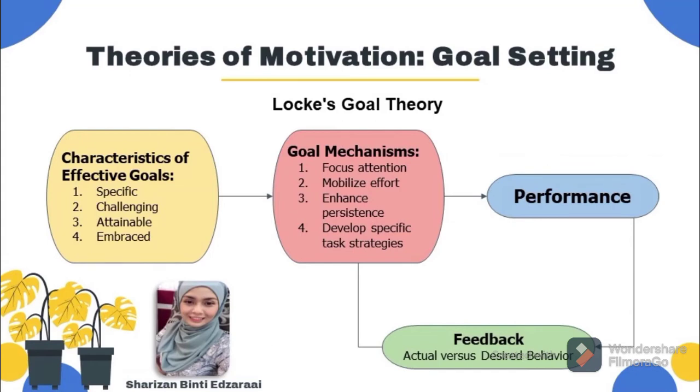Then we have the performance by both characteristic and mechanism. Goal setting theory suggests that specific and challenging but attainable goals can and often do increase motivation, because such goals lead to increased focus, effort and persistence, as well as the development of specific task strategy to accomplish the goal. Then feedback. Actual versus desired behavior about progress toward achieving goals reinforces attention, effort and persistence, or provides information for refining and altering the strategy to make it more effective.